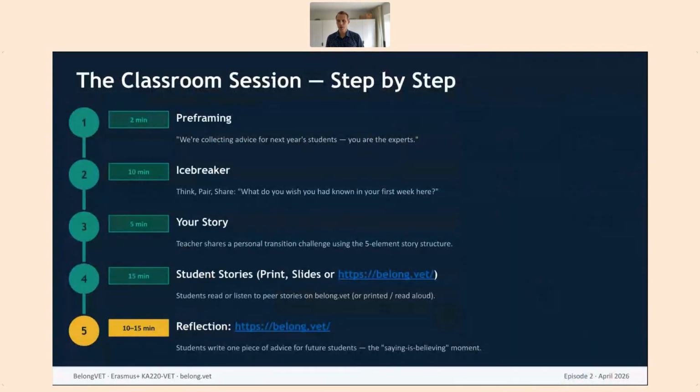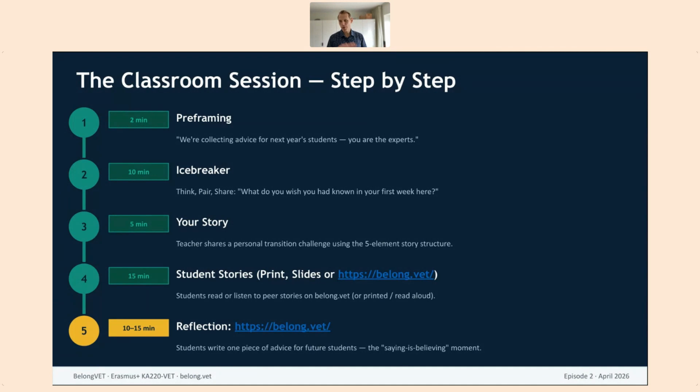First of all, there's something about pre-framing that is important. So why are we doing this? That requires a very strong pre-framing for students. The core here is that it's not about them, it's actually about next year's students. So we are collecting advice for next year's students. And since you are the students and you're the experts, what would you have loved to know when you started here? So we pre-frame everything we're going to do: it's not about you, it's about you helping next year's students.